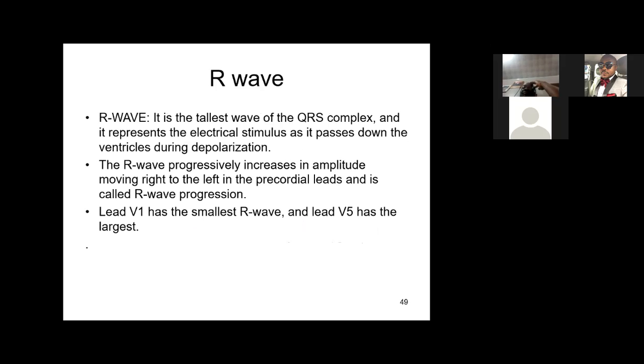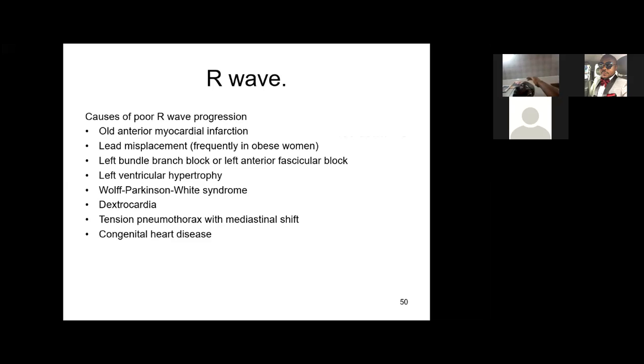That's an example there. The R wave is the tallest wave of the QRS complex. It represents the electrical stimulus as it passes down the ventricles during depolarization. The R wave is progressively increasing in amplitude, moving from the right to the left in precordial leads, the so-called R wave progression, with lead 1 having the smallest and lead 5 having the largest.